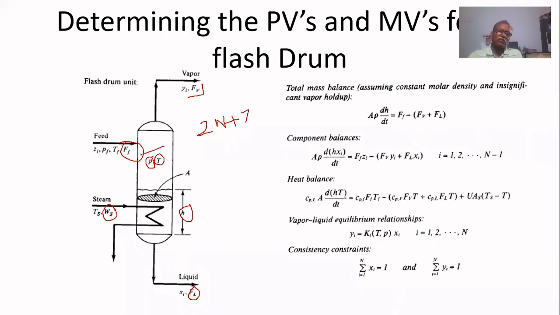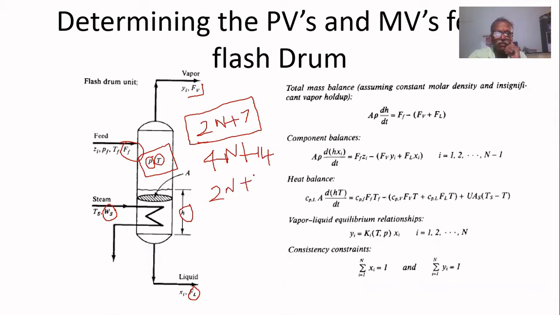Why are only four variables controlled for this distillation column? That also we have seen, because out of 2n plus 7 variables, the remaining are constants and defined externally, maybe random variables or constants. Out of 4n plus 14 variables, 2n plus 7 are constant and externally defined. And we have how many equations? 2n plus 3 equations.